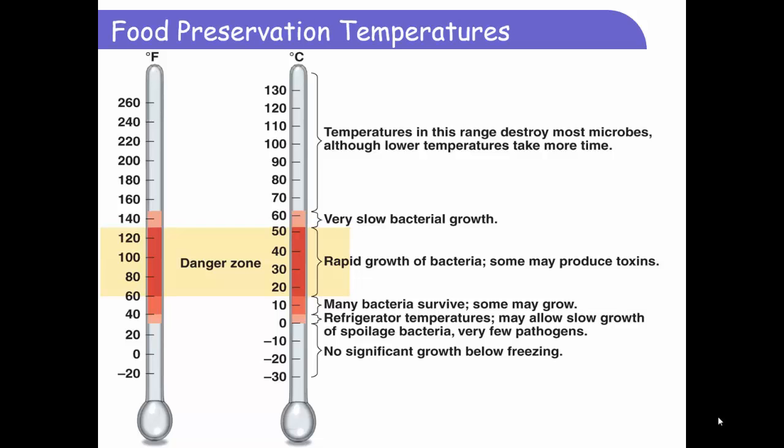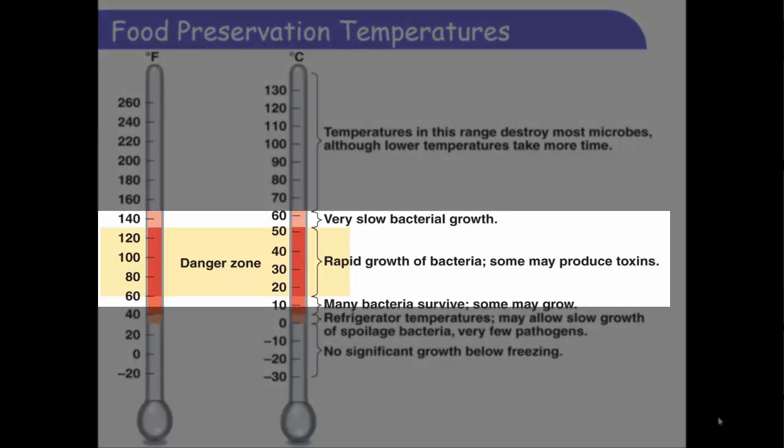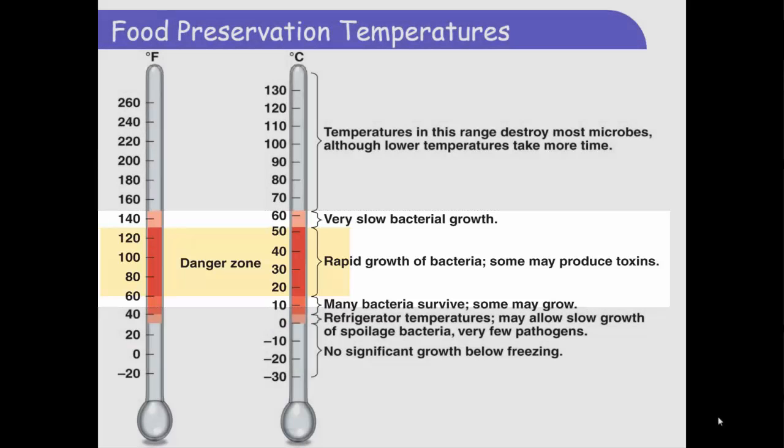I like this picture because it shows, both on the Fahrenheit scale and the centigrade scale, the danger zone for pathogens. You'll notice that from about 20 to 50 degrees Celsius, or about 60 to 130 degrees Fahrenheit, we have rapid growth of bacteria. And during this growth, many of them produce toxins that actually cause disease. But when we heat it to over 60 degrees, most of the mesophiles cannot survive.